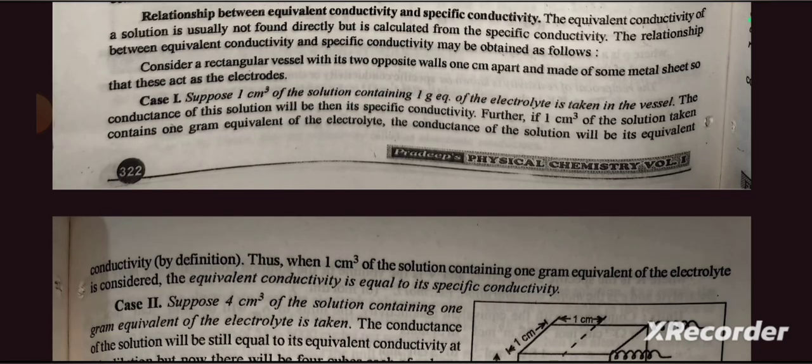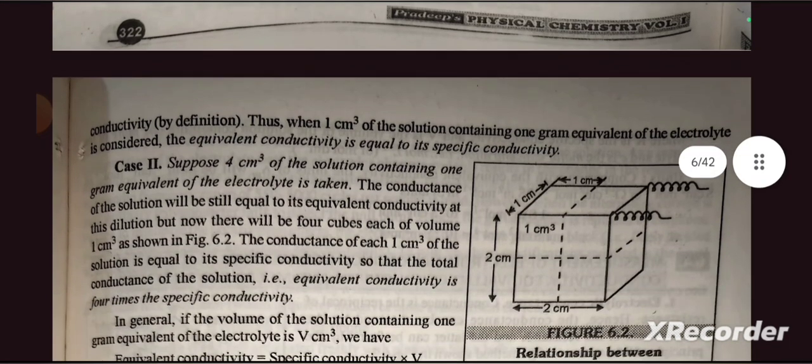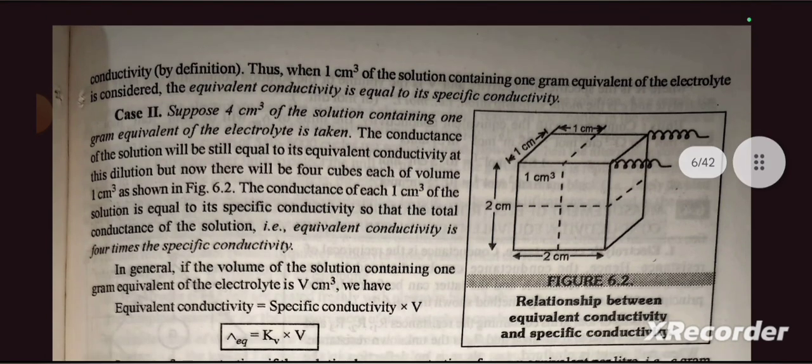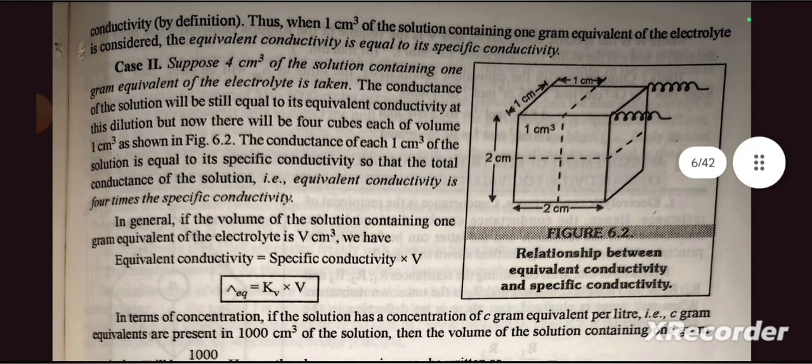Case 1. Suppose 1 centimeter cube of the solution containing 1 gram equivalent of the electrolyte is taken in the vessel. The conductance of this solution will then be its specific conductivity. Further, if the 1 centimeter cube of the solution taken contains 1 gram equivalent of the electrolyte, the conductance of the solution will be its equivalent conductivity by definition. Thus, when 1 centimeter cube of the solution containing 1 gram equivalent of the electrolyte is considered, the equivalent conductivity is equal to its specific conductivity.